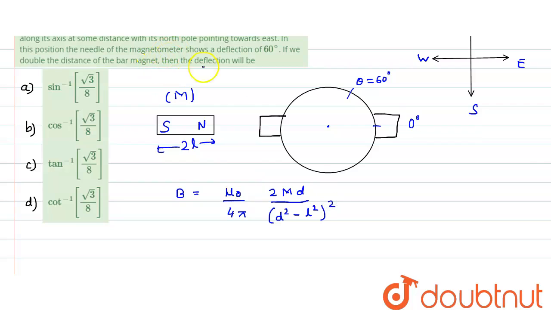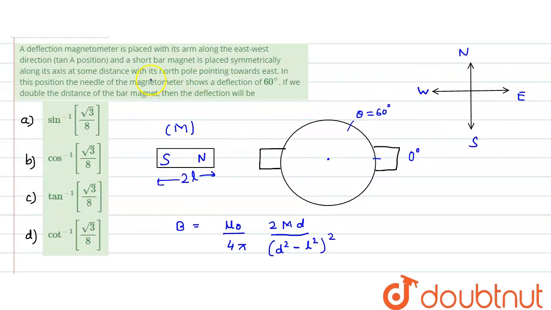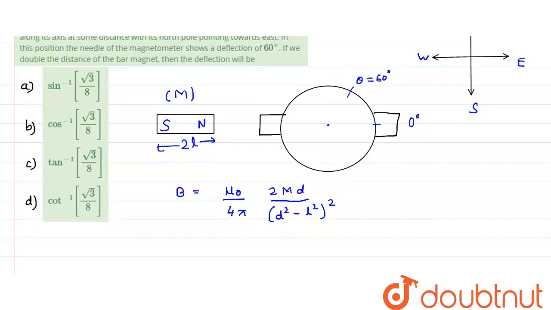Now it is given that the bar magnet is a short bar magnet, so this length L would be very small. So we can approximate this relation as mu naught by 4 pi, then 2M, and in the denominator it would be d to the power 4, because the L term would be 0, and from the numerator one power of d would cancel. So we can say that it would be 2M divided by d cube.